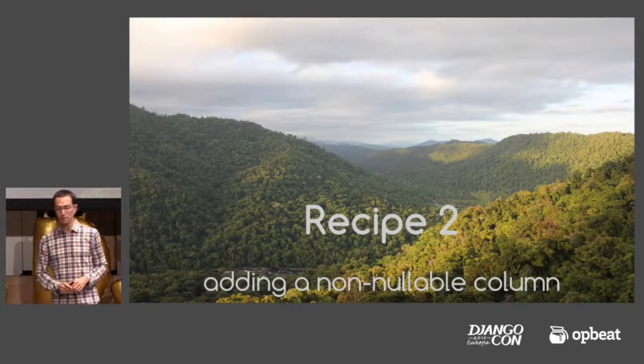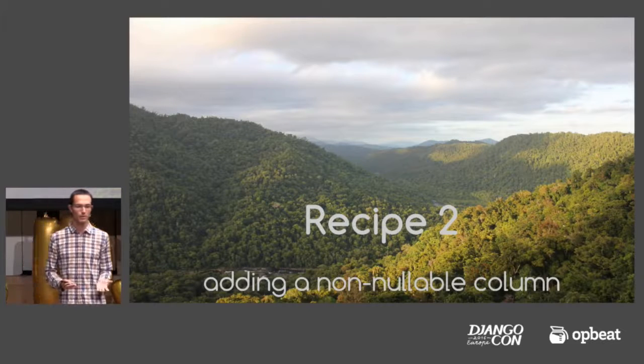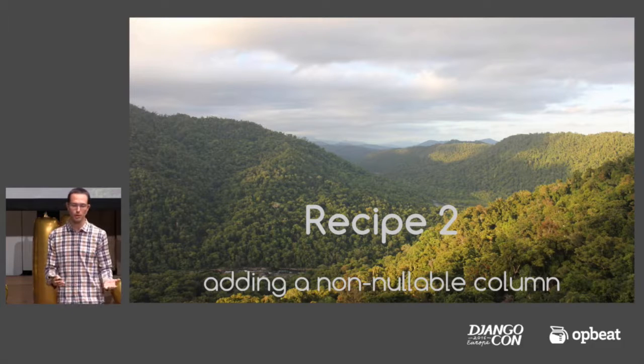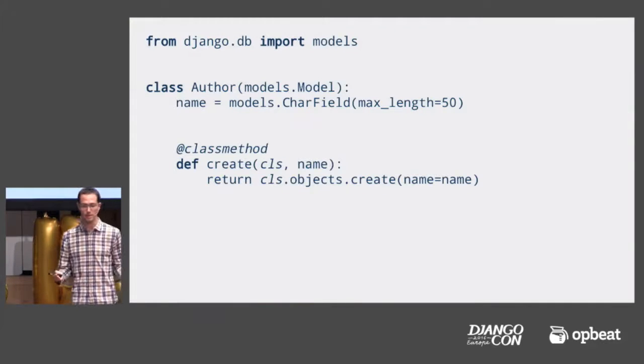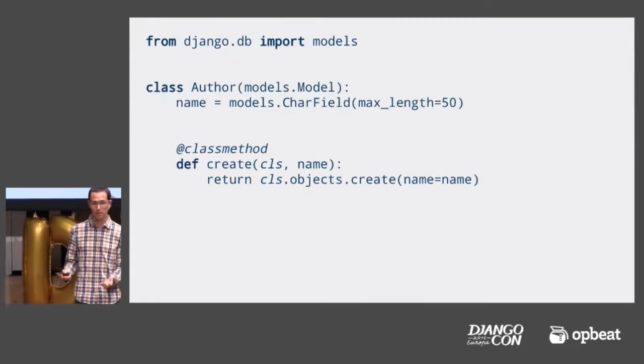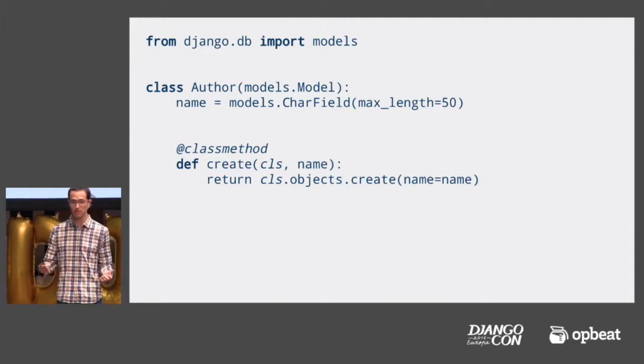Let's go to recipe 2, adding a non-nullable column. So we have our models, we have our project definitions, and many of them change over time. And the way our project requirements change, also our models change. What that means is that we may end up with an author model at some point. And we want to add a field there, but we have the requirement that it must not be null because it has to be there, but what do we do with existing data?